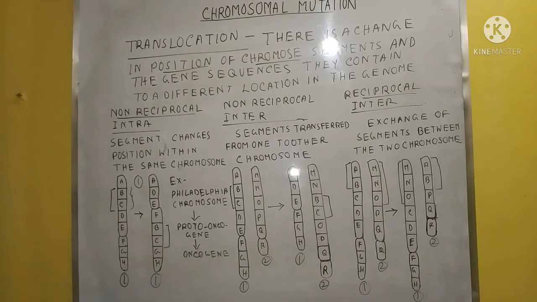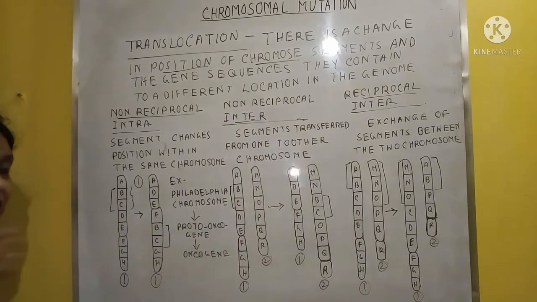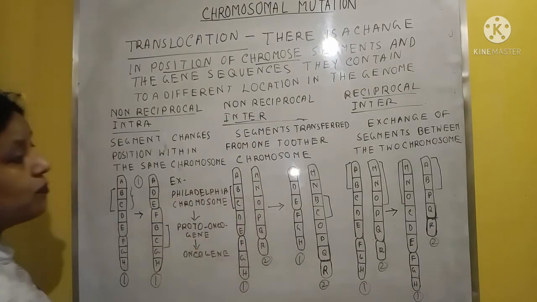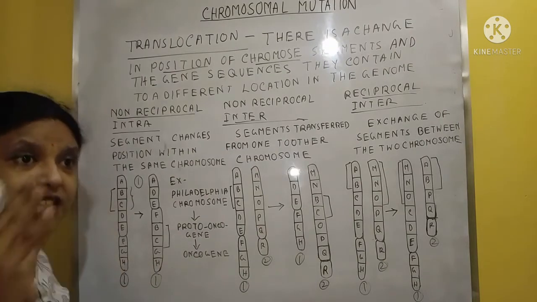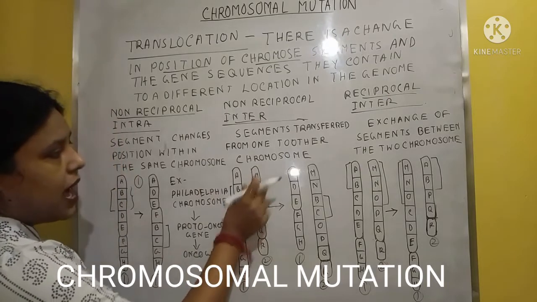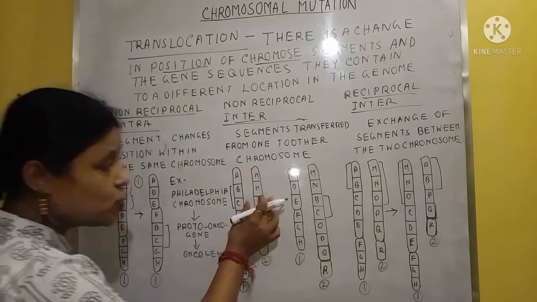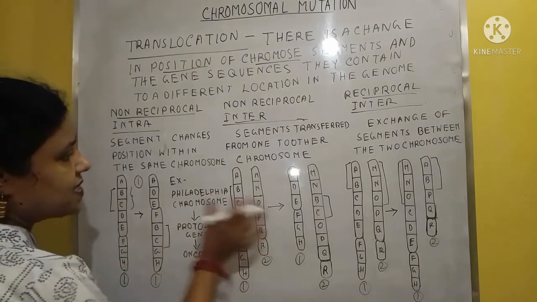Okay, intra-chromosomal mutation means the exchange of segments within one chromosome, or the single chromosome. This is the intra. And non-reciprocal inter means here the exchange of segments is possible between the two chromosomes. But here only the segments of one chromosome transfer to the other chromosome, but the segments of the other chromosome are not transferred to the previous one. Clear? That's why it is non-reciprocal.